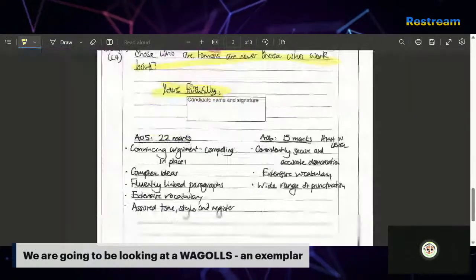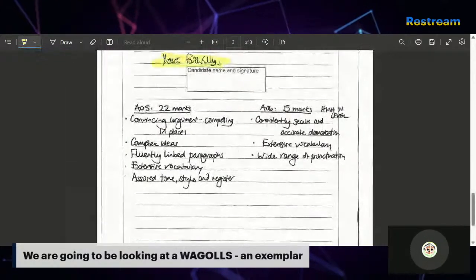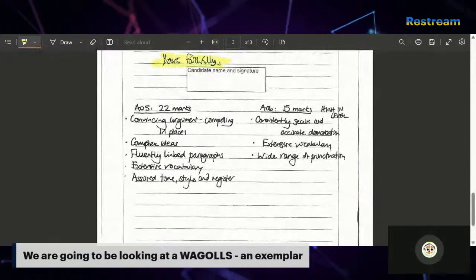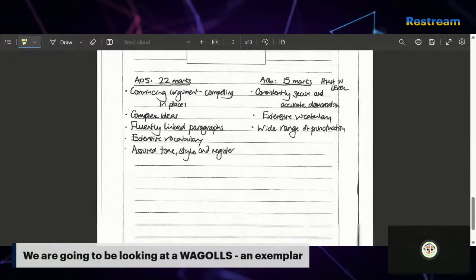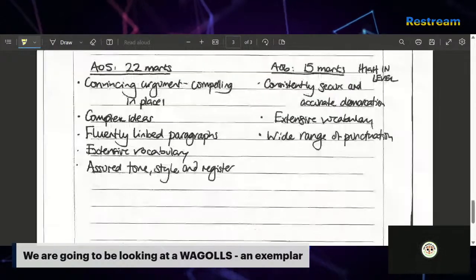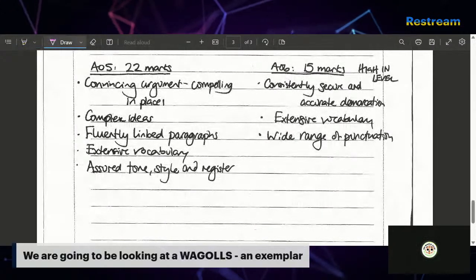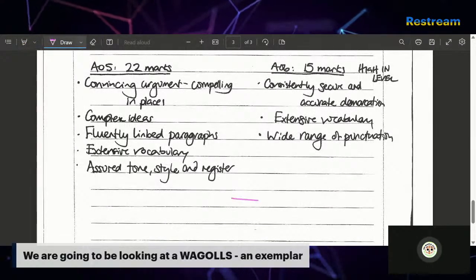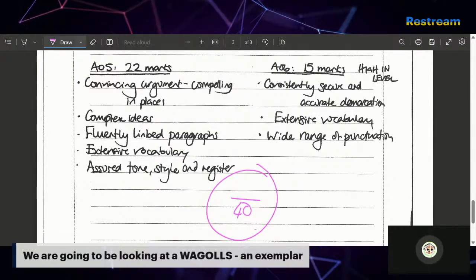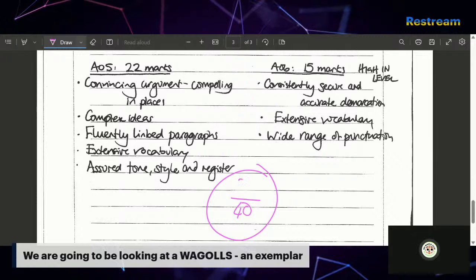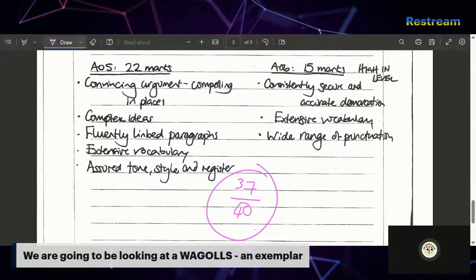Now, let's look at the examiner's comments. What does the examiner think of this, considering we've read the introduction, a middle paragraph, and the conclusion? So AO5, just note here that the entire question is marked out of 40. So here they got 22 plus 15, which is 37 out of 40. Now that's definitely a good mark. Let's see what they've said.